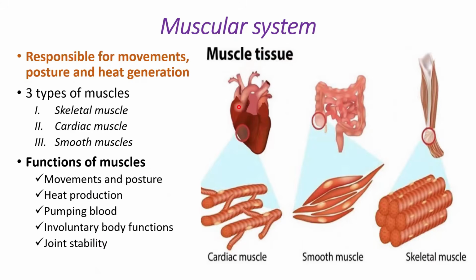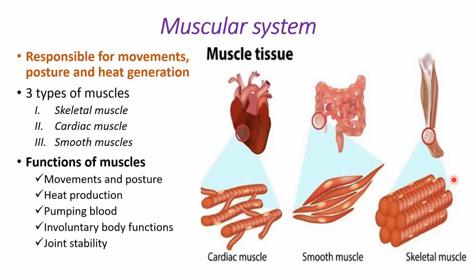You can appreciate this. The heart contains cardiac muscles. We have the smooth muscles that are found in the various viscera, except the heart. And then you have the skeletal muscles that are found in almost each and every part of the body. So any muscle that is attached to a bone, that is a skeletal muscle.